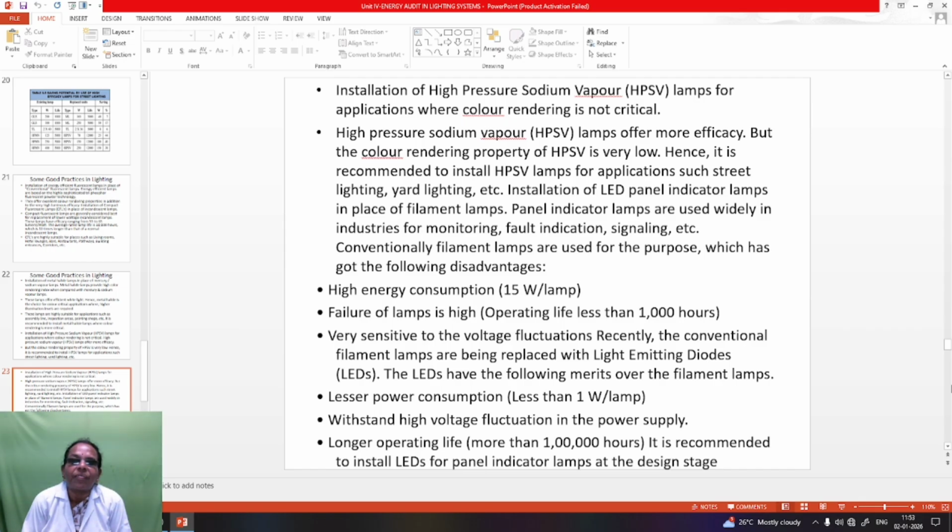Recently, the conventional filament lamps are being replaced with light emitting diodes. LEDs have the following merits over filament lamps: lesser power consumption, withstand high voltage fluctuation in the power supply, and longer operating life. It is recommended to install LEDs for panel indicator lamps at the design stage.